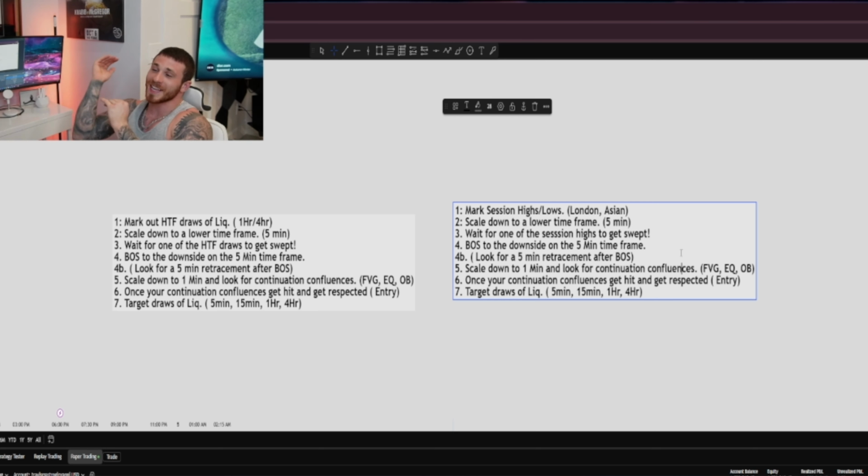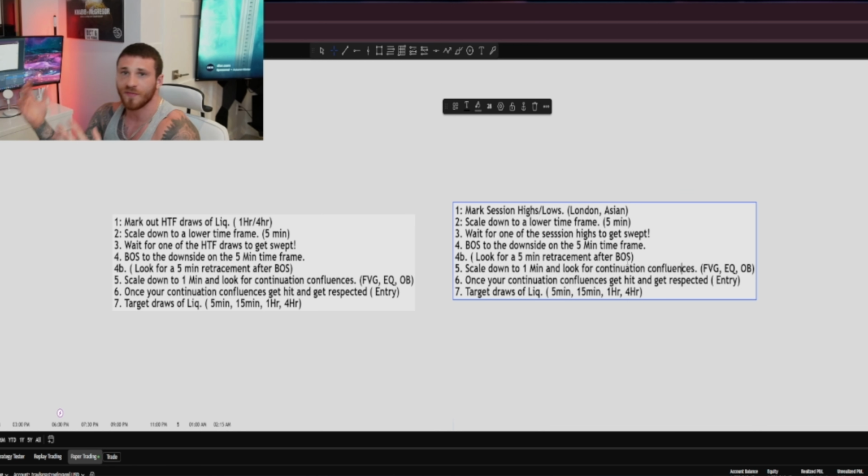But let's just say market open, we come up to, let's say, London session highs, right? What do we want to look for? We want to see a break of structure on the 5-minute time frame to show us that it's going to be a liquidity sweep, and then we want to target London session lows or Asian session lows, right? If they haven't been swept yet. So you wait for a 5-minute break of structure.